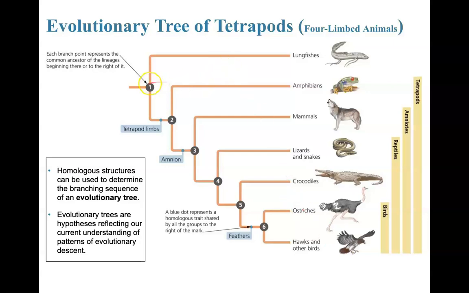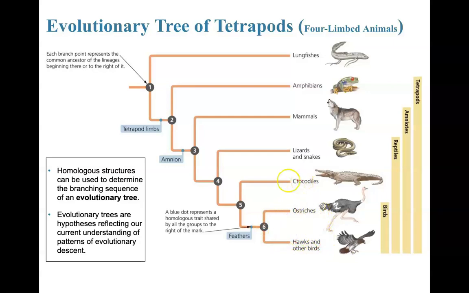It gets more detailed as you go further along. Let's say I go here, here, here. Ooh, common ancestor number 6, all the way towards the end there. Ostriches are going to be descended from common ancestor number 6. Hawks and other birds are going to be descended from common ancestor number 6. Appreciate that these organisms are descended from ancestor number 6.